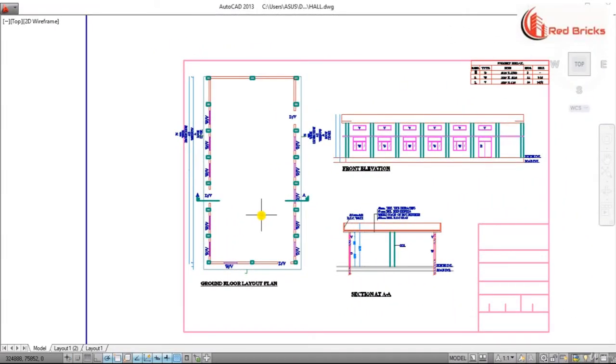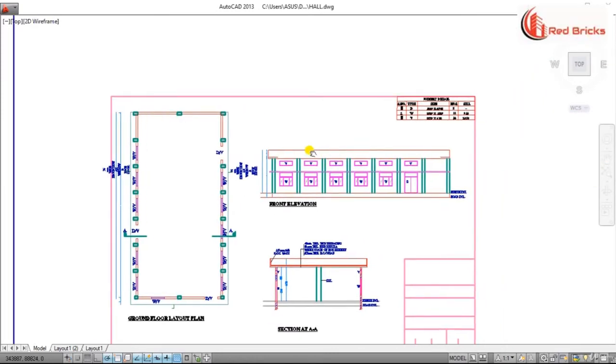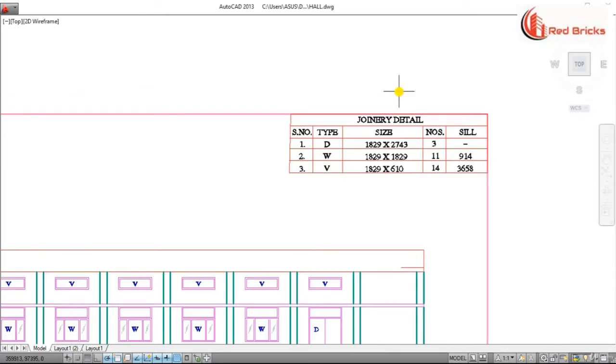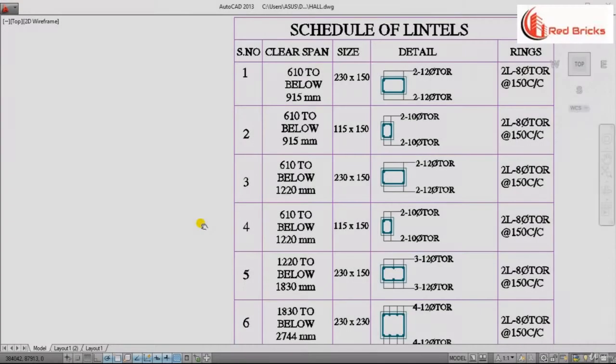This is the ground floor layout plan in which we have the schedule of doors, windows and ventilators. Here is the joinery detail in which we have the details of doors, windows and ventilators. Here we have the schedule of lintels. In it we have proper details of its clear span, size and rings.